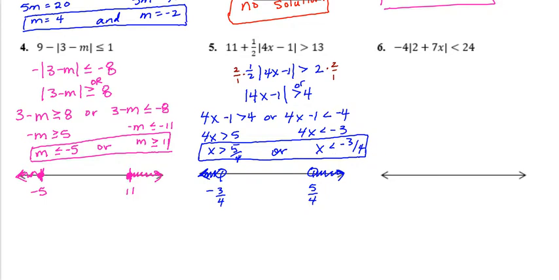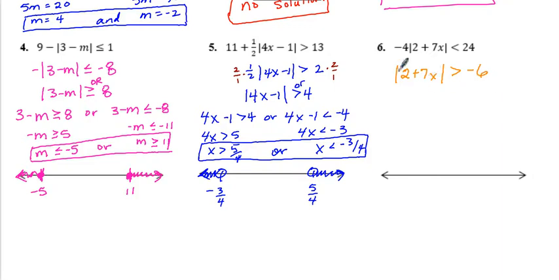Number 6. Let's divide by the negative 4 to isolate the absolute value. The absolute value bars come along for us. When we divide by the negative 4, we must flip the direction and make this a greater than negative 6.